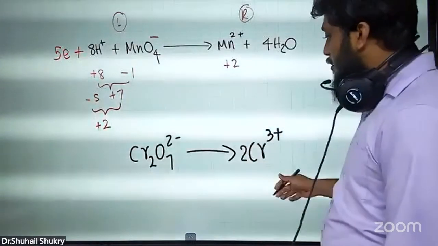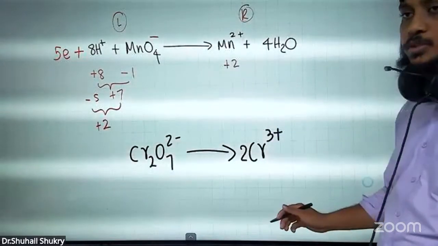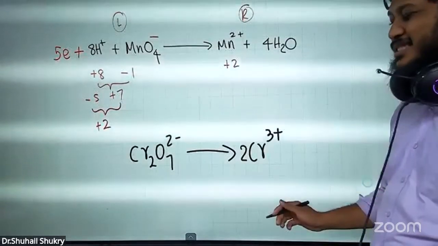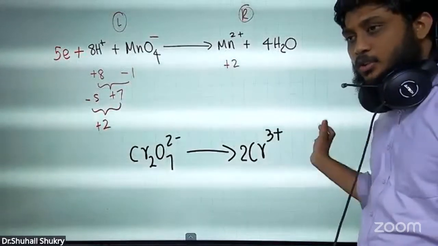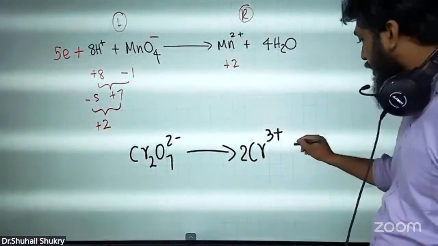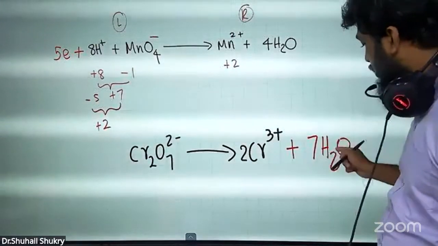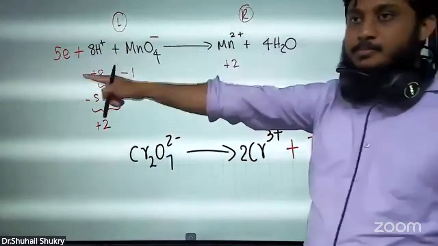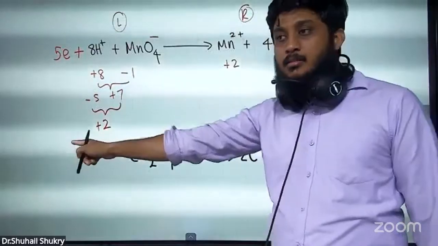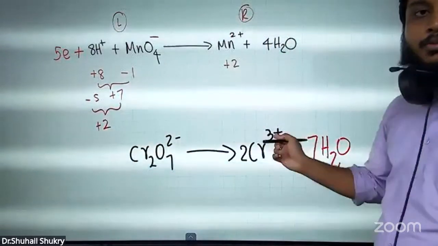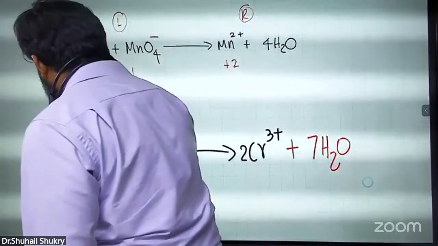Right. Now I have to balance the oxygen. Come on, guys, please help me. How many water molecules I have to put? 7 water molecules. For which side, right or left? Right side. Well done. 7 water molecules I have to add. If I add 7 water molecules for this side, how many H plus I have to add for that side? 2 into 7, 14. Then I have to add 14 H plus for this side.